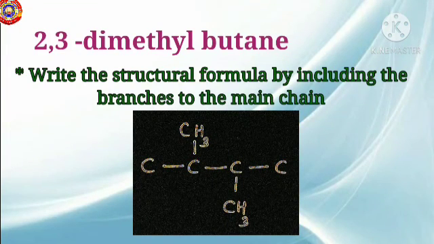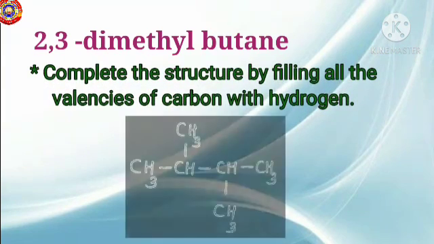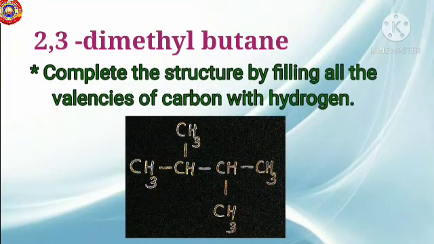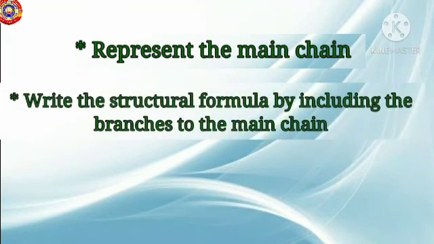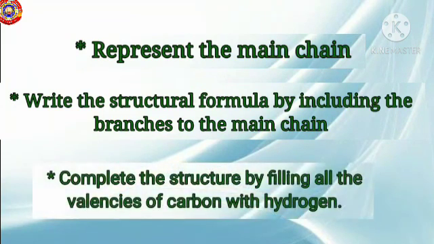And what is the third step? Complete the structure by filling all the valencies of carbon with hydrogen. This is the way to write the structure of a compound. So did you understand? Dear children, always remember, for representing the structure of a hydrocarbon, first you should represent the main chain. Then include the branches present in the hydrocarbon. After that, complete the structure by adding hydrogen to fill the valencies of carbon.